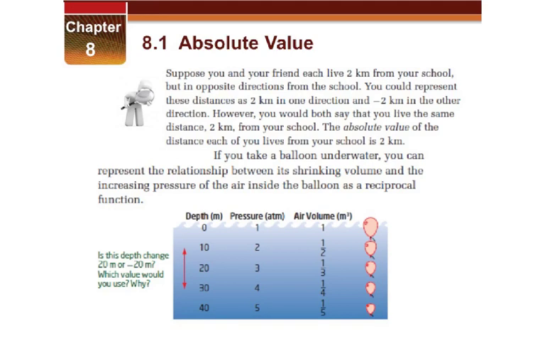Different example, you can look at taking a balloon and putting it underwater. We go from a depth of 10 meters to 30 meters. Depending on our perspective and how we assign the negative, we could say that the depth change is 20 meters, or it's negative 20 meters. However, the absolute value of the change would be 20 meters. In conversation, we could say that we went 20 meters up or 20 meters down.